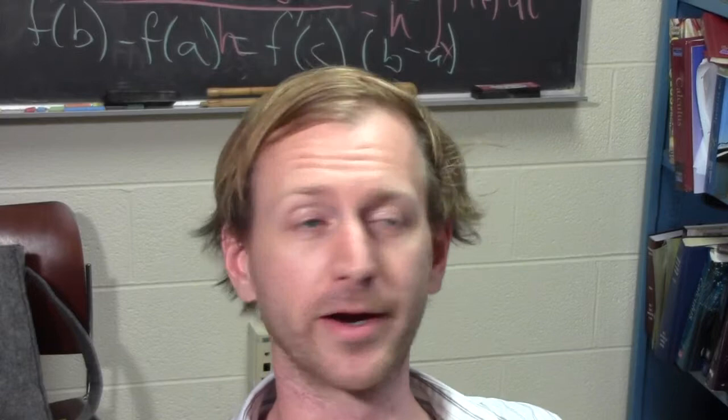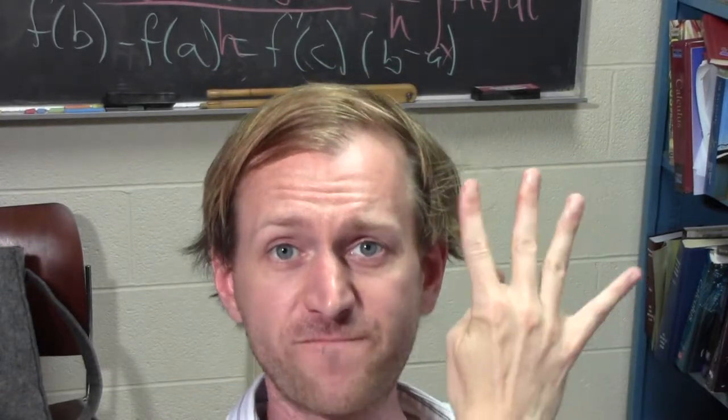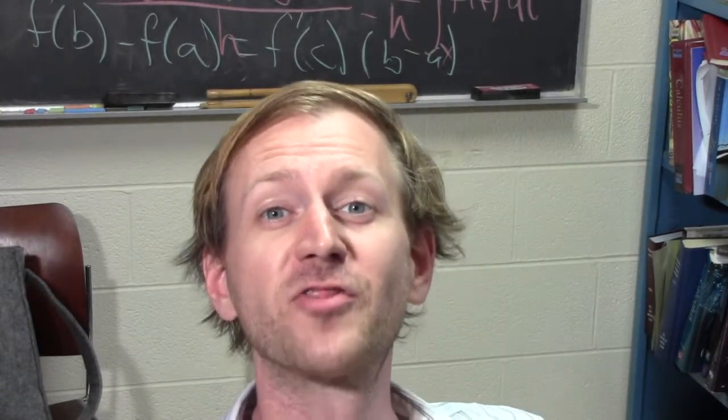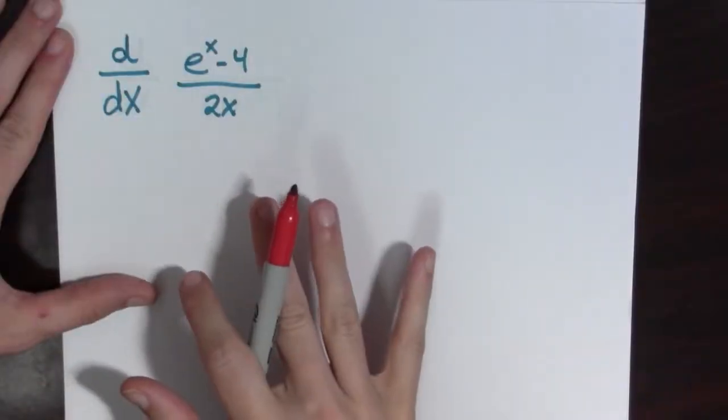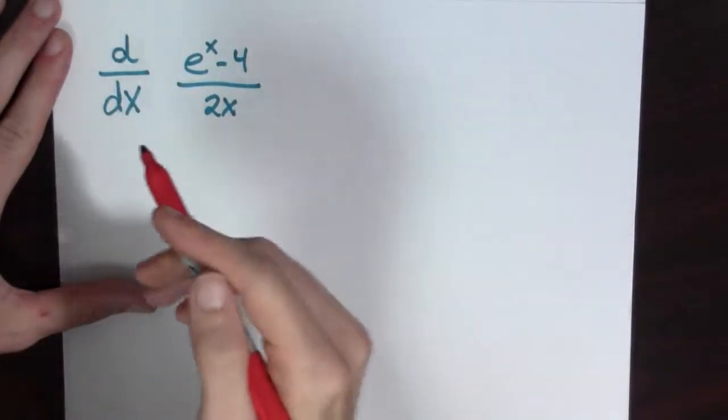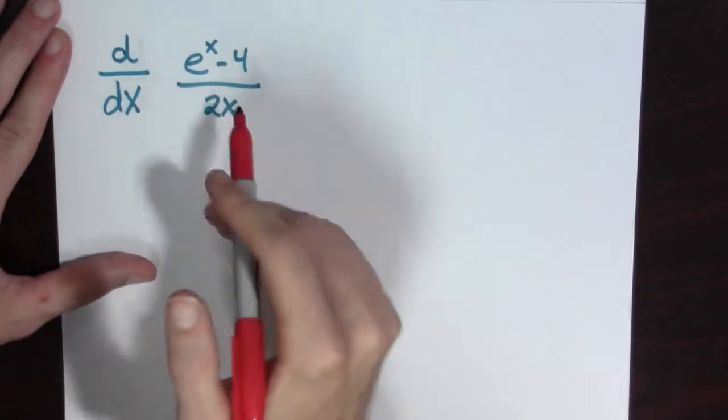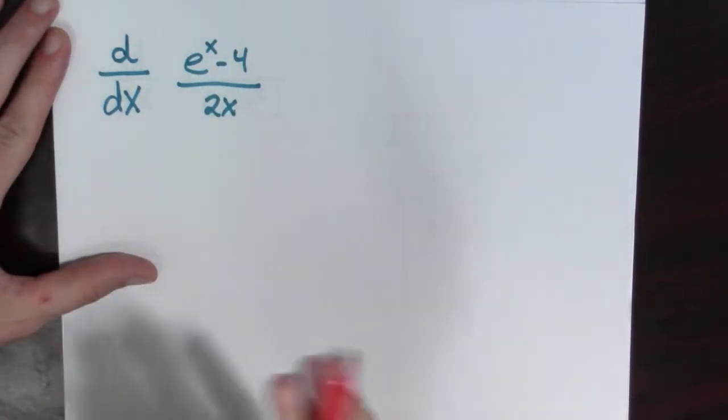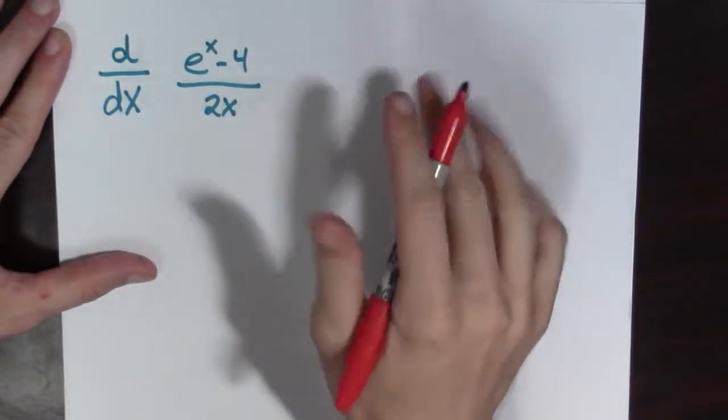Why, hello there! Now we're going to see 4 examples of the quotient rule. So in this example, we want to take the derivative with respect to x of e to the x minus 4 all over 2x. We're going to use the quotient rule.